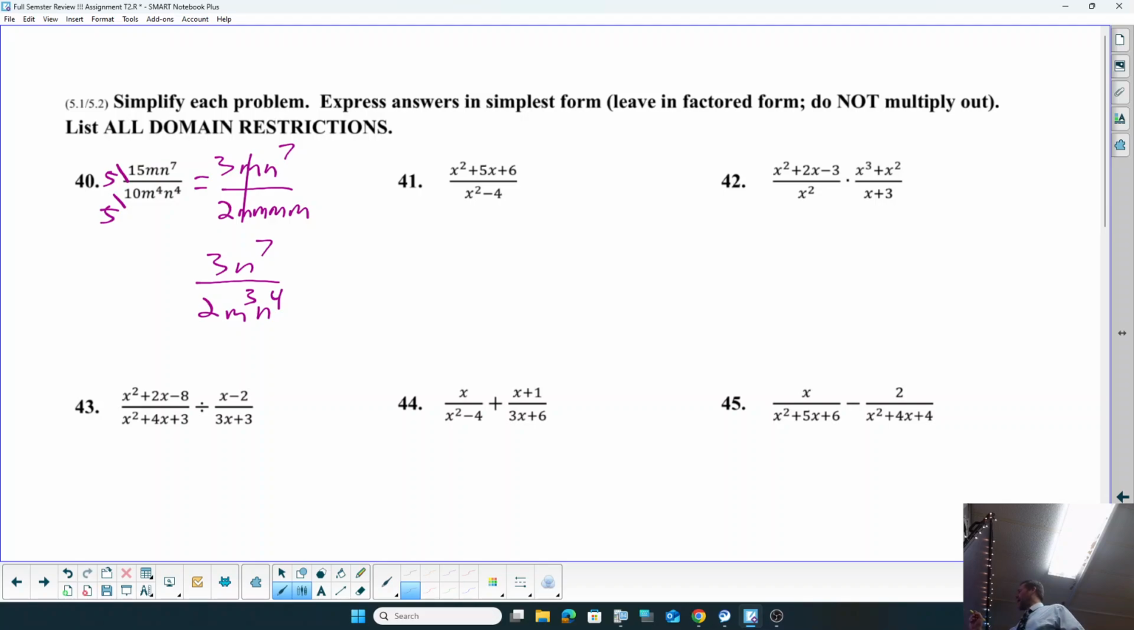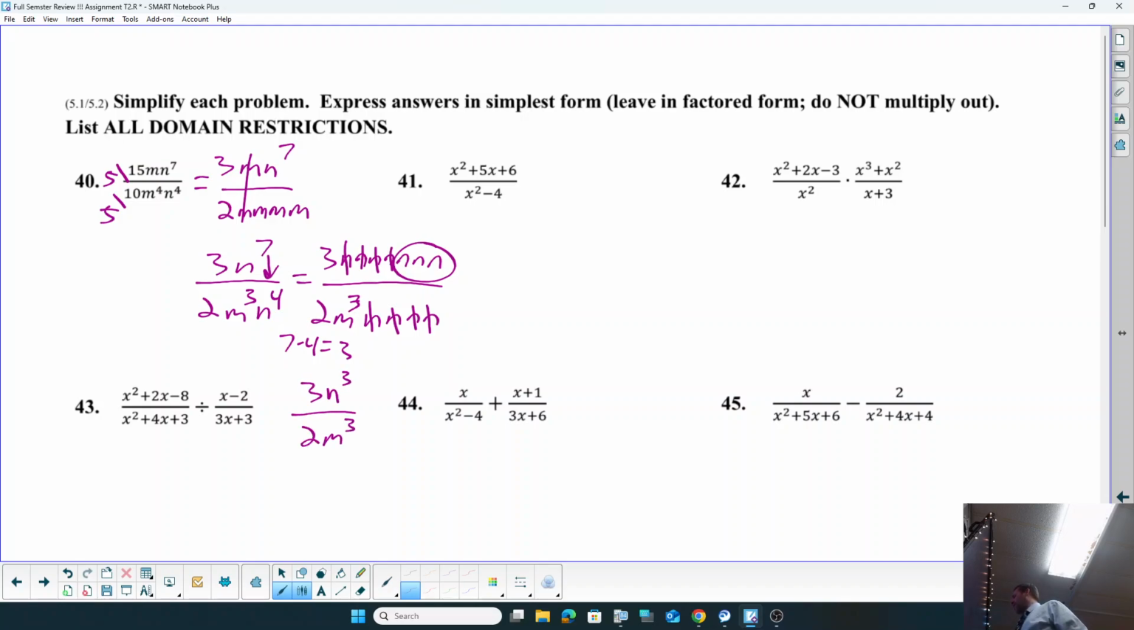So what does that mean? That means we have n to the 7th on top, over 2m to the 3rd power, and on the bottom we have n to the 4th. So they're going to cancel 1 for 1. We still have 3 left, because 7 minus 4 is 3. Okay, so we have 3n to the 3rd power divided by 2m to the 3rd power.